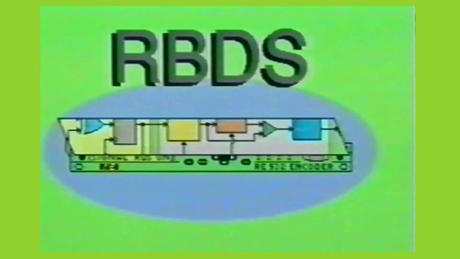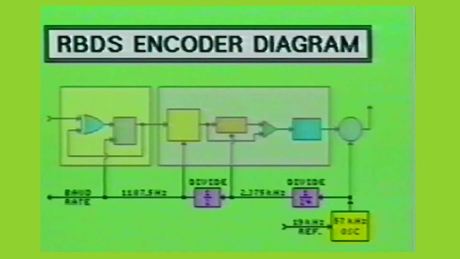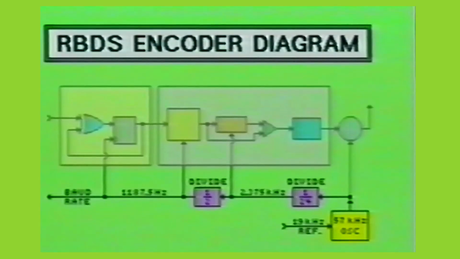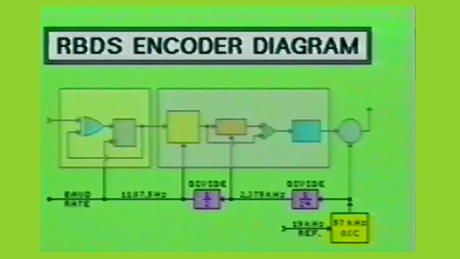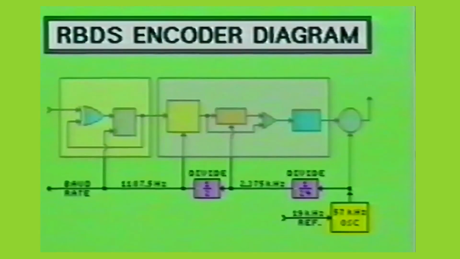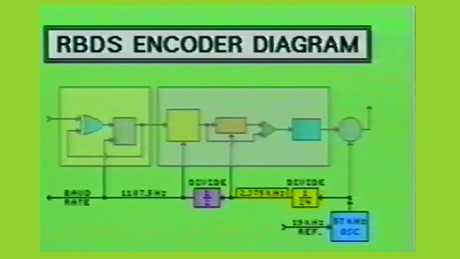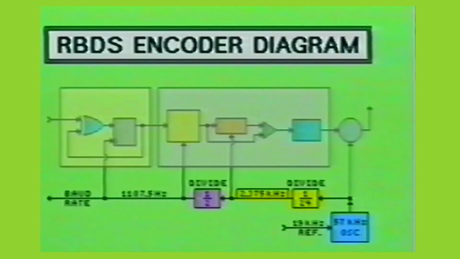The clocking for the RBDS encoder, as mentioned previously, is generated by a 57 kHz oscillator, which is phase-locked to the 19 kHz pilot frequency when stereo multiplex is used by the FM broadcast station. The 57 kHz clock signal is divided by 24, so a clock rate of 2.375 kHz is provided to a delay stage of the encoder.